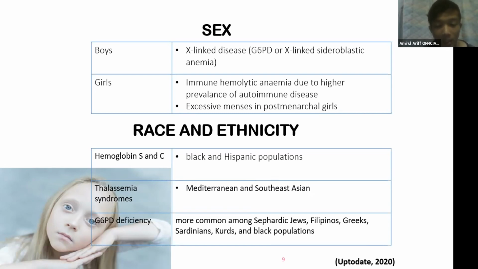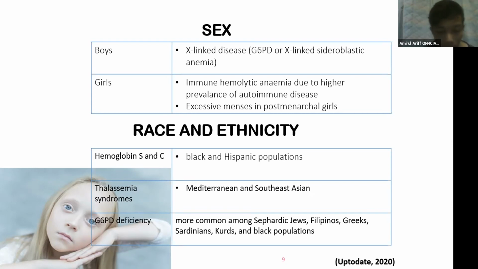Okay, next is race and ethnicity, which also gives us a clue regarding the causes of anemia, like hemoglobin S and C in the Black and Hispanic population, thalassemia syndrome in the Mediterranean and also Southeast Asian populations, and G6PD deficiency, which is due to this ethnicity and race.